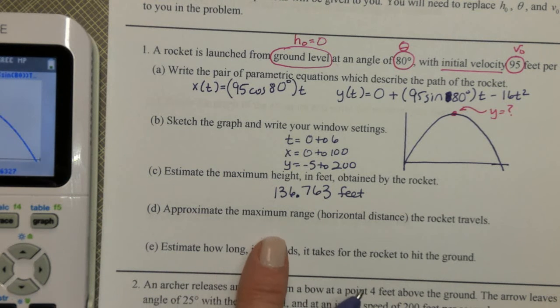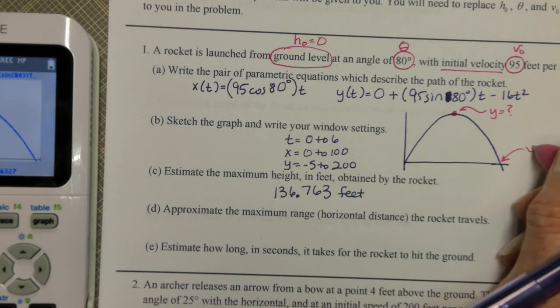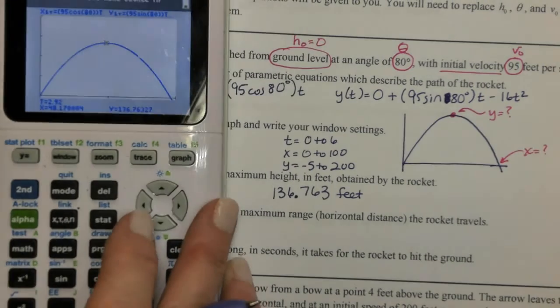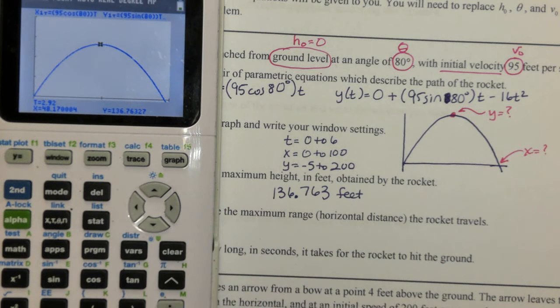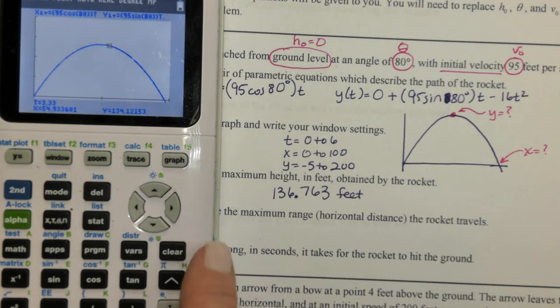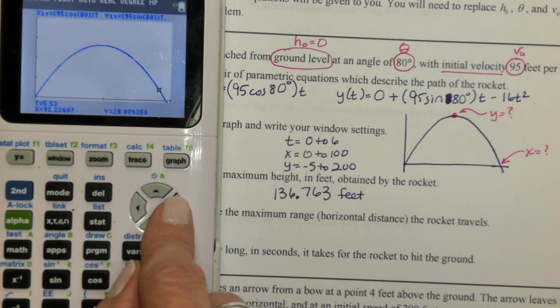Okay, approximate the maximum range. That's the horizontal distance the rocket travels. So we want the x value right here. I'm still on trace, so I don't have to trace again. Again, if you just press and hold this, it's going to take a while. So I'm going to jump there. I'm going to do 5, enter. And now I just jumped closer. Probably should have done 6, enter, but it's fine.